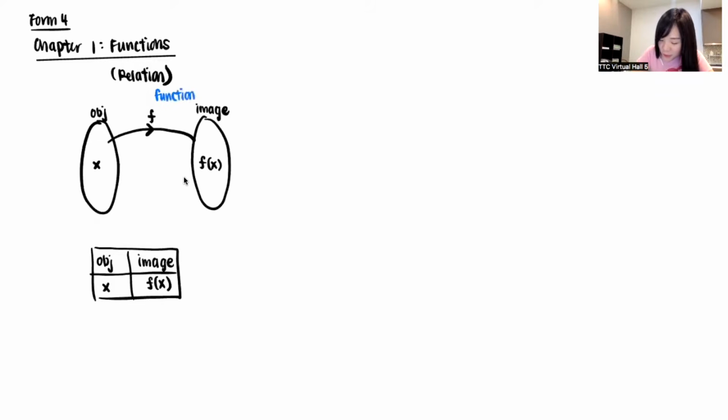Because now I'm teaching Form 4, I'm very scared. I'm very scared you don't understand. Anything you don't understand, you must ask me, okay? If not, I will just go on, okay?